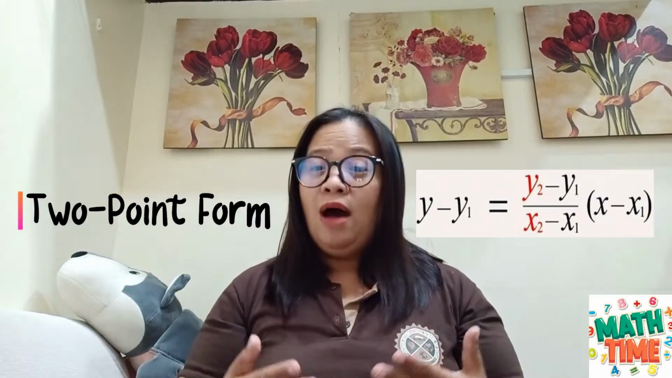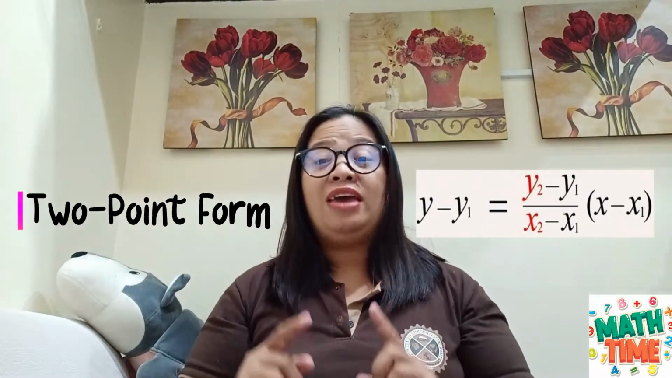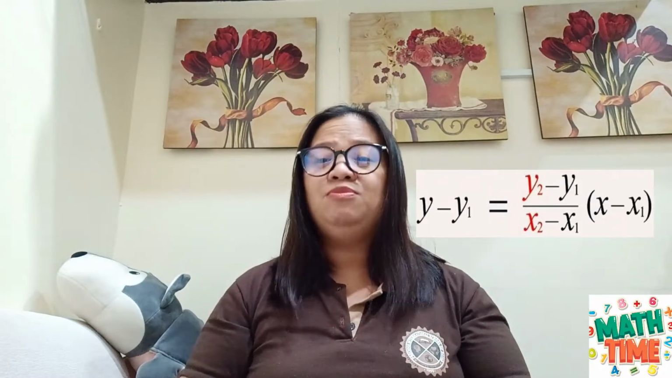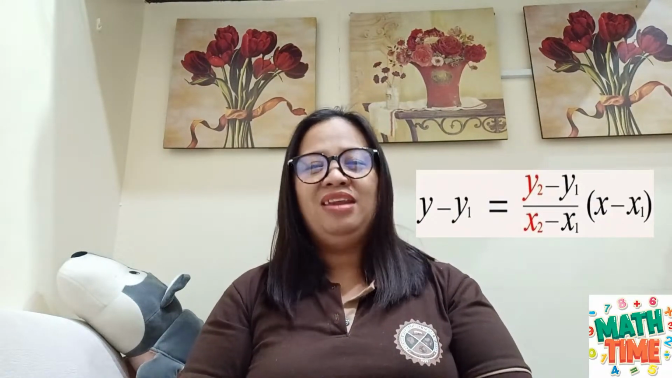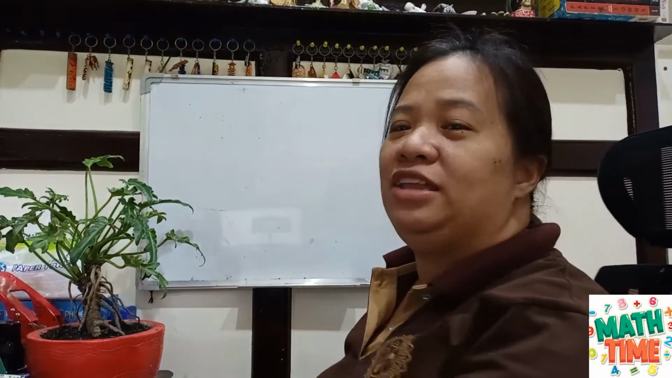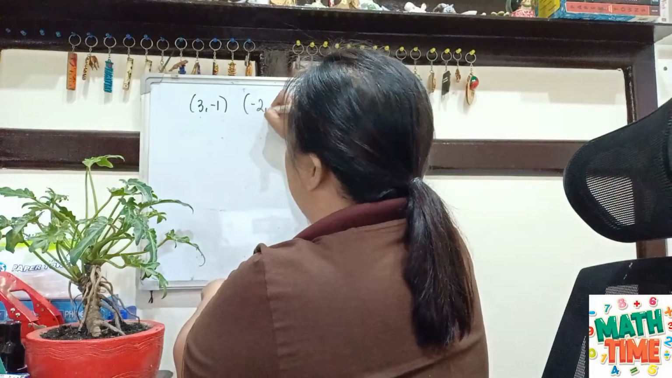What if you are given 2 points? So the problem is, find the equation of the line that contains the point 3, -1, and -2, 4. So this time, we are given 2 points. So, the equation to be used is 2-point form, which is y minus y sub 1 equals y sub 2 minus y sub 1 over x sub 2 minus x sub 1 times x minus x sub 1. So, this is how you are going to solve it. The given points are 3, -1, and -2, 4.